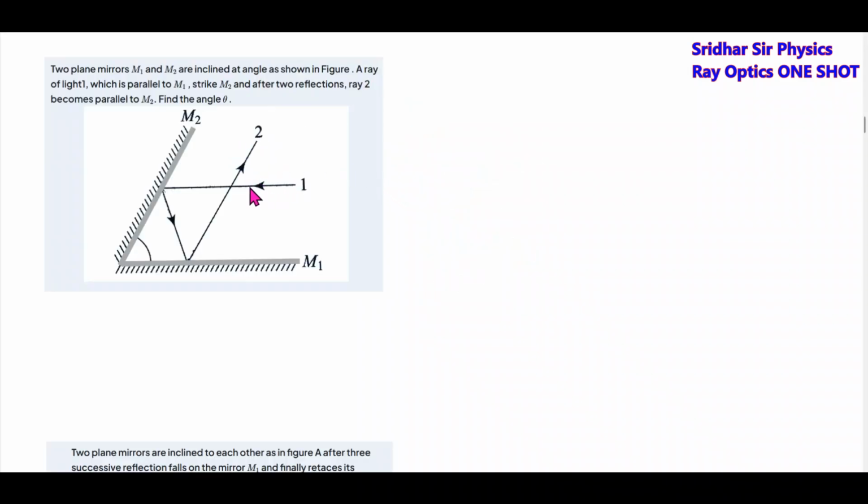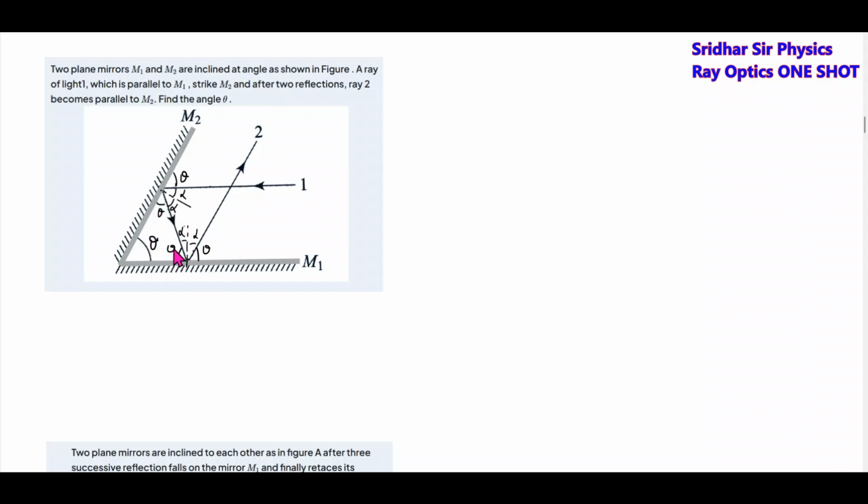Next condition, there is an incident ray. It will strike here. We have to calculate the angle between the mirrors. So let this be the angle between the mirrors, theta. Then this ray is parallel to mirror M1, so this will be theta. Then angle of incidence should be equal to angle of reflection. Okay, then this is alpha, so this should be theta. Then after this, the ray will become parallel to the mirror M2. Then this angle should be theta, then this should be alpha, then this should be alpha. Then this should be theta.